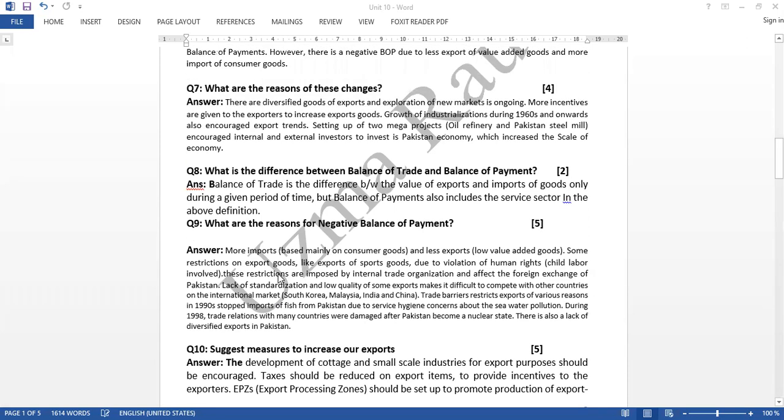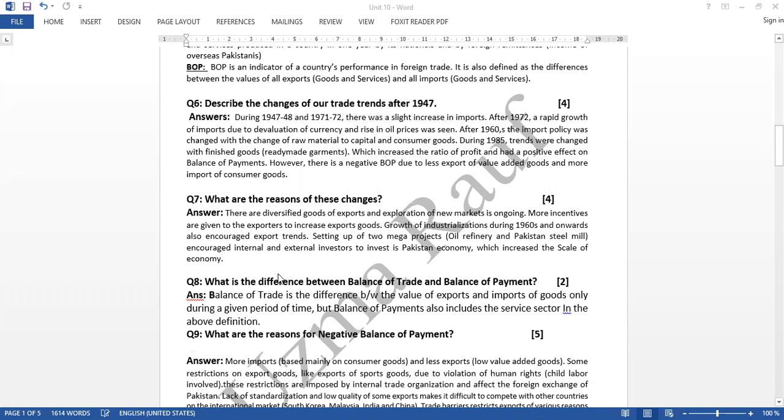Now we will do question number 6 first, because we skipped question number 6 in lesson 1. So now we are going to answer number 6 first. Describe the changes of our trade trends after 1947.